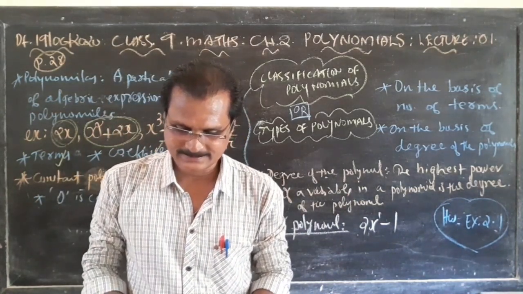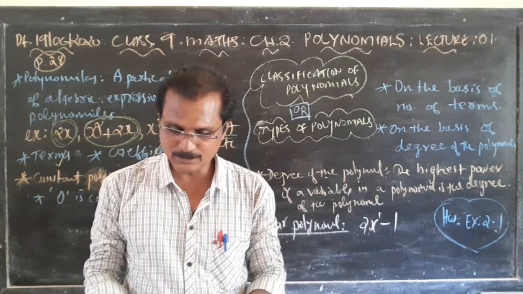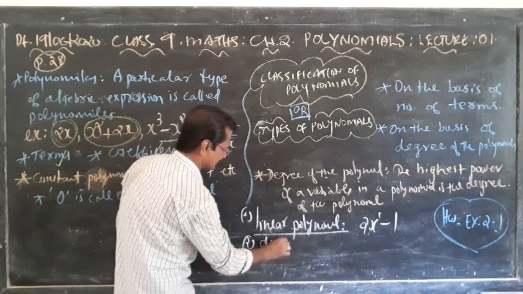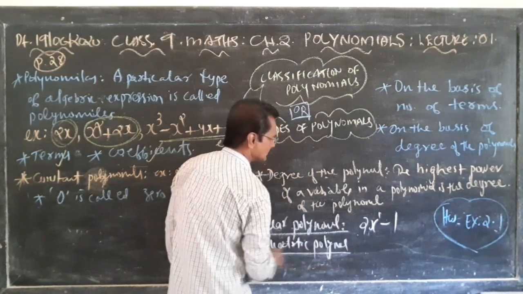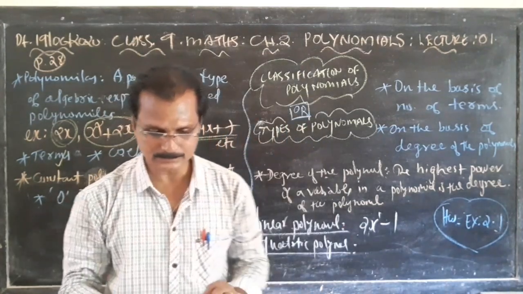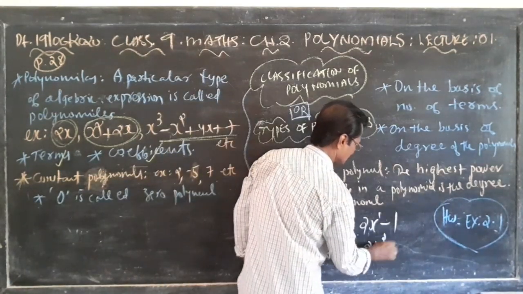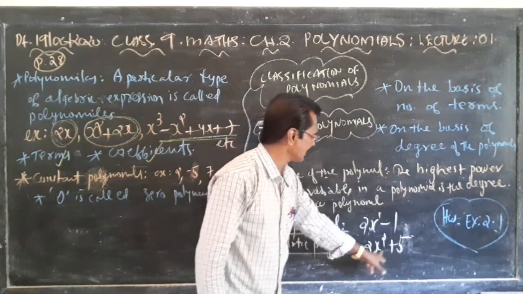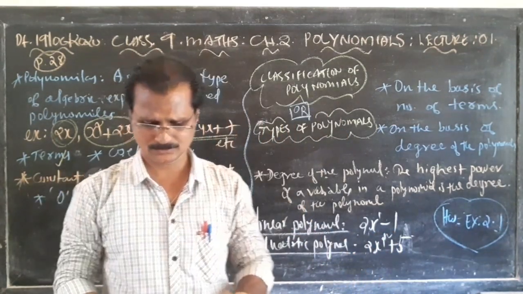Then the second one, page number 31, second paragraph, first line: a polynomial of degree 2 is called a quadratic polynomial. Example, the quadratic polynomial 2x squared plus 5. The variable x squared has power 2, so the degree is 2. So it is a quadratic polynomial.